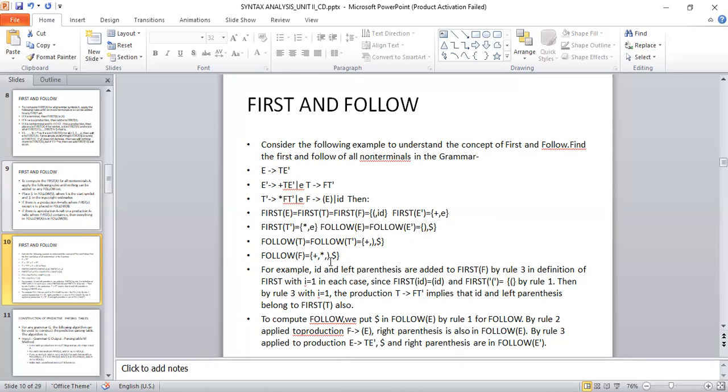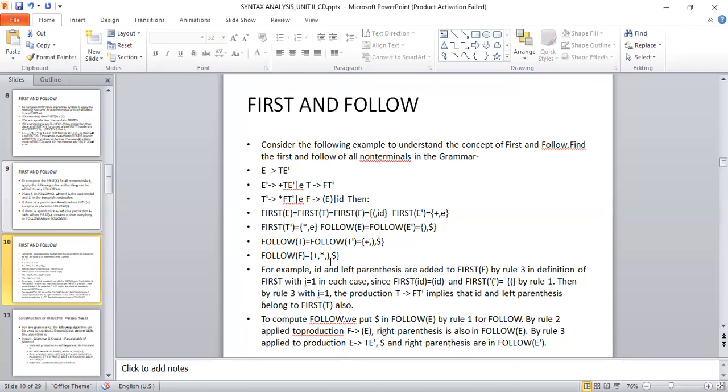Then by rule 3 in the definition, we have first with I equal to 1 in each case. Then since first of ID equal to ID, then first of left parenthesis is left parenthesis. It is according to rule 1. Then by rule 3, we have I equal to N, the production T implies FT dash, then it implies that ID and left parenthesis belong to first of T also.